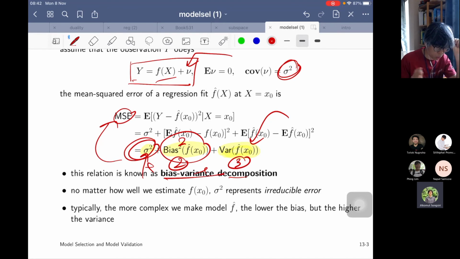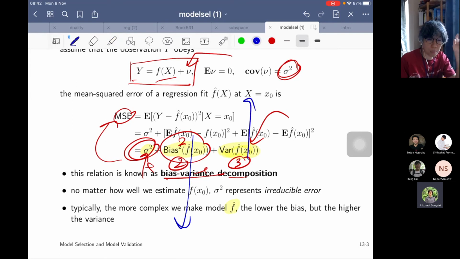And we will see, by some illustrative example and some mathematical proof, that if you make the model more complex, your model is f hat. If you choose a complex model, you can bring the bias down, but the variance will be up. So there's a trade-off between these two quantities. You cannot make both terms small at the same time.